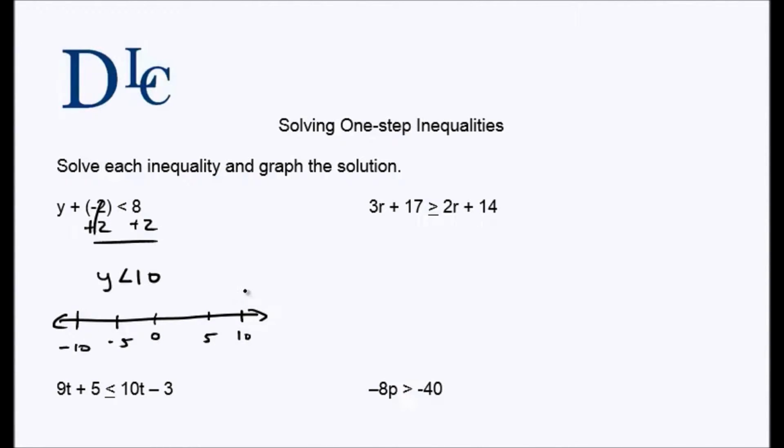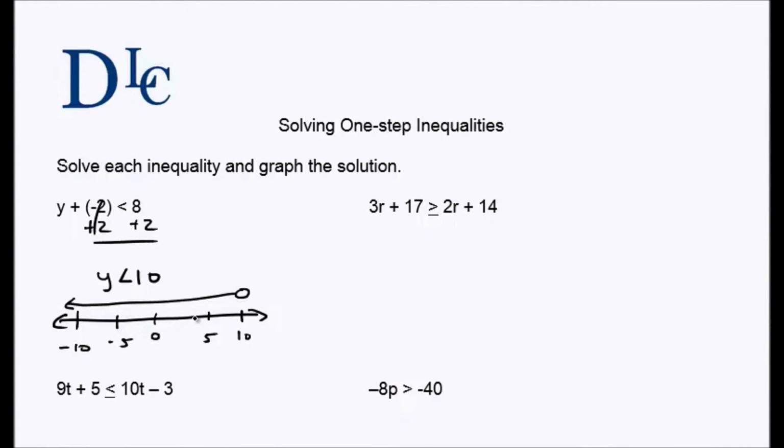Now, it doesn't include 10. So it starts here, but it doesn't include it. Therefore, it's an open circle. If it did include it, then it would be closed because it also includes that value, but it doesn't. It starts there, but it's less than 10. So it's all my solutions that are less than 10, and that's how you graph an inequality with one variable.